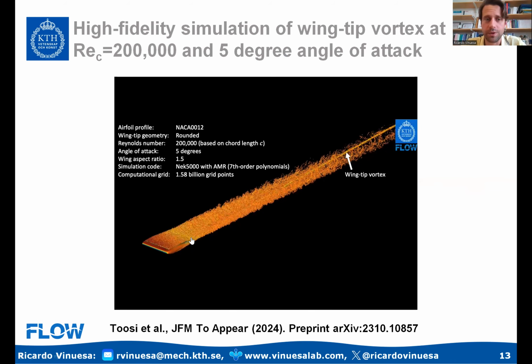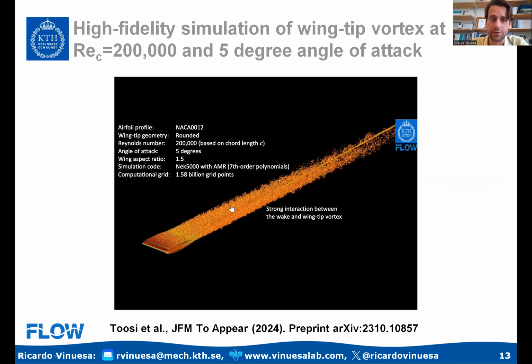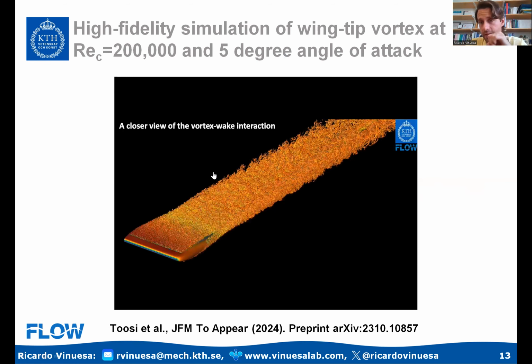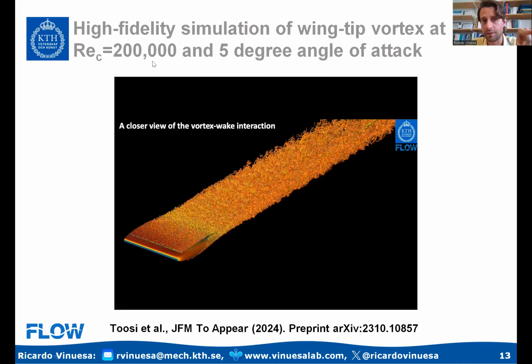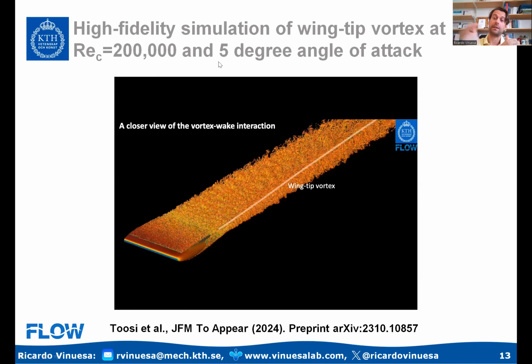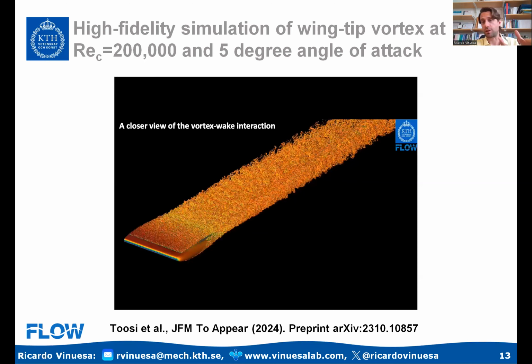This is a simulation with a spectral code, Neko, based on spectral element methods. This has also adaptive mesh refinement. And you can see here also the vortex clusters identified with the lambda2 criterion and colored by streamwise velocity. This is about 1.6 billion grid points. We have a number of cases. So this is a Reynolds number of 200,000 with a 5-degree angle of attack, but we have cases at 0, 5, and 10 degrees. And we have the corresponding periodic cases as well.